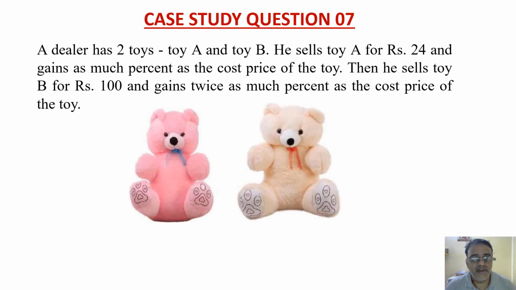So now we are moving toward the next case study, question number 7. A dealer has two toys, toy A and toy B. He sells toy A for rupees 124 and gains as much percent as the cost price of the toy. Cost price अगर x होगा तो gain percent भी x होगा. Then he sells toy B for rupees 100 and gains twice as much percent as the cost price of the toy. That means if cost price is x, the gain percent will be 2x, right?